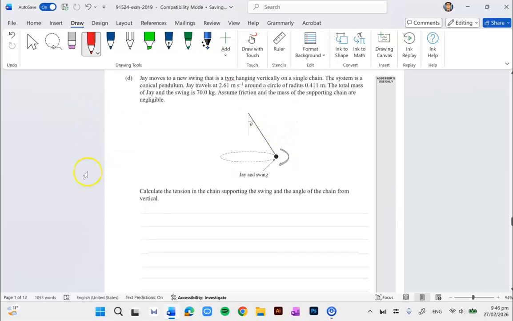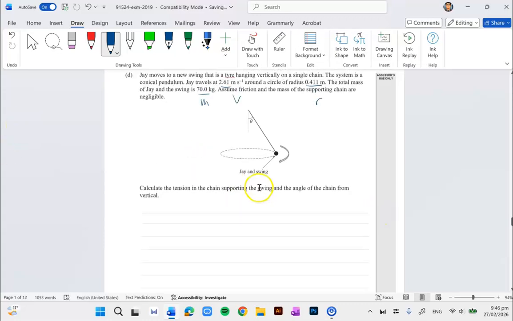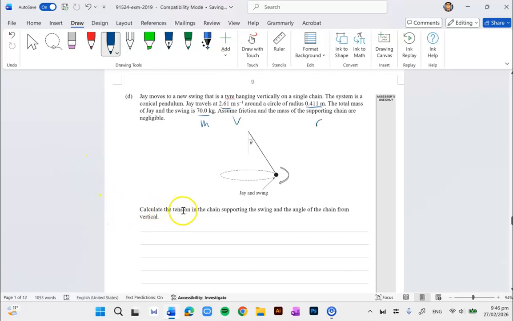Okay, final question. I'm going to go really quick because the time limit's about to run out, sorry. You can read this; I'm not going to read it. I'm just going to pick out the main parts. So here's the mass. Here is the linear velocity. Here's the radius. Based off these 3 variables alone, that should sort of click to an equation. What we're trying to do is calculate the tension in the chain supporting the swing and the angle of the chain. So there's 2 things we have to do: find the tension force and find the angle.